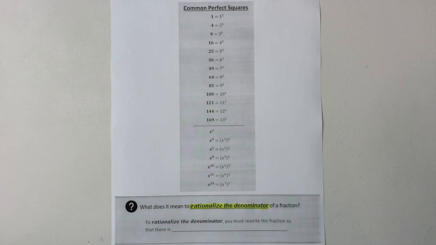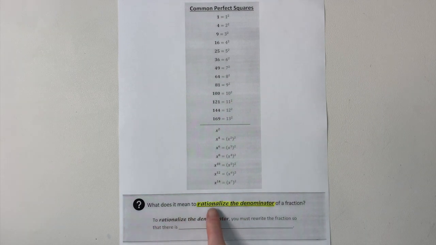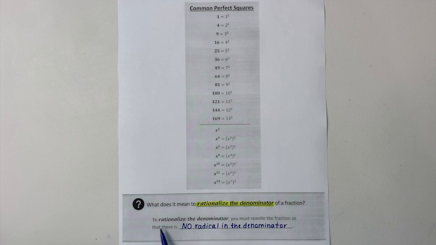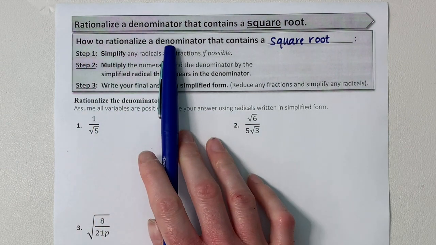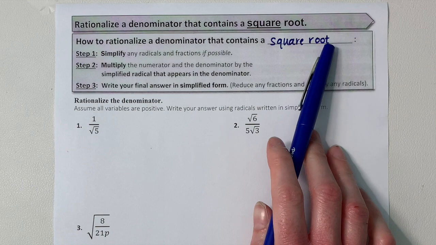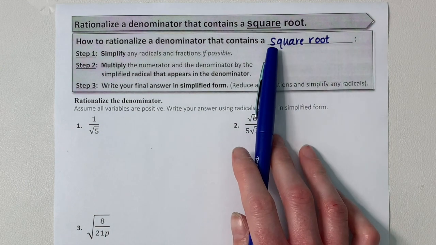Now, in this video, we're going to learn how to rationalize the denominator of a fraction. What does it mean to rationalize the denominator of a fraction? To rationalize the denominator, you must rewrite the fraction so that there is no radical in the denominator. In mathematics, we don't like to have radicals in the denominator. So, to rationalize the denominator simply means that you're rewriting the problem so that there is no radical in the denominator. In this video, we're going to learn how to rationalize a denominator that contains a square root. So all of the problems in this video will involve square roots.